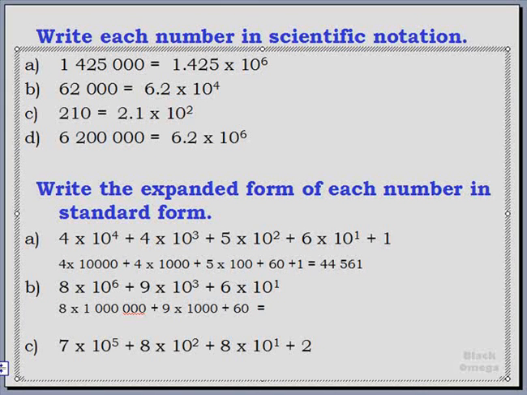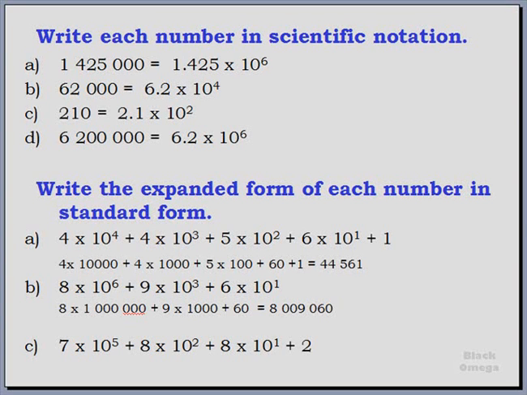Okay, so moving on to our next one, we have 8 times 10 to the power of 6 plus 9 times 10 to the power of 3 plus 6 times 10 to the power of 1. So I've written our first step here, and we've changed our exponents into the expanded form. Okay, and now we have 8 times 1 million, because 10 to the power 6 is 1 million, because we have 6 zeros, plus 9 times 1,000 plus 60. So in standard form, we have 8,009,060, and that's what that would look like in standard form.